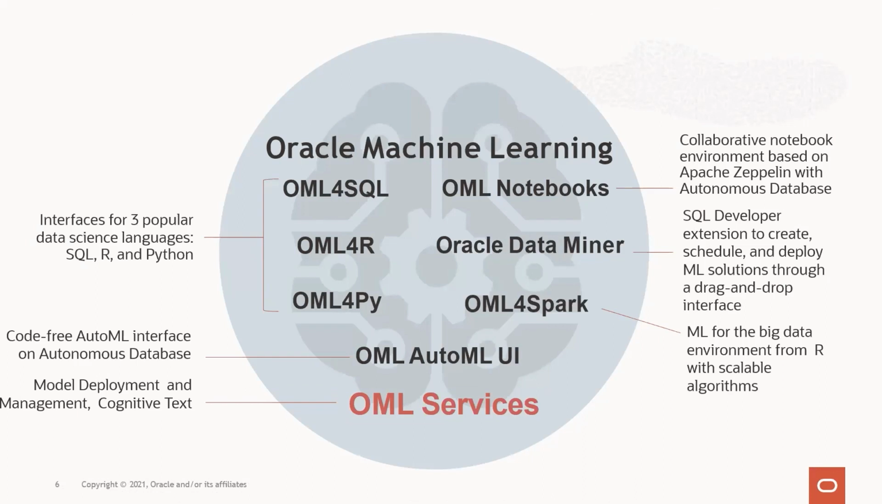Oracle Machine Learning is a family of different products, and they work together in the database. In Autonomous Database, we have OML for SQL, OML for Py, OML Notebooks, and soon we'll have OML for R. And then we have the Data Miner UI and OML for Spark, which runs in Big Data Service. And then we have the AutoML UI and OML Services.